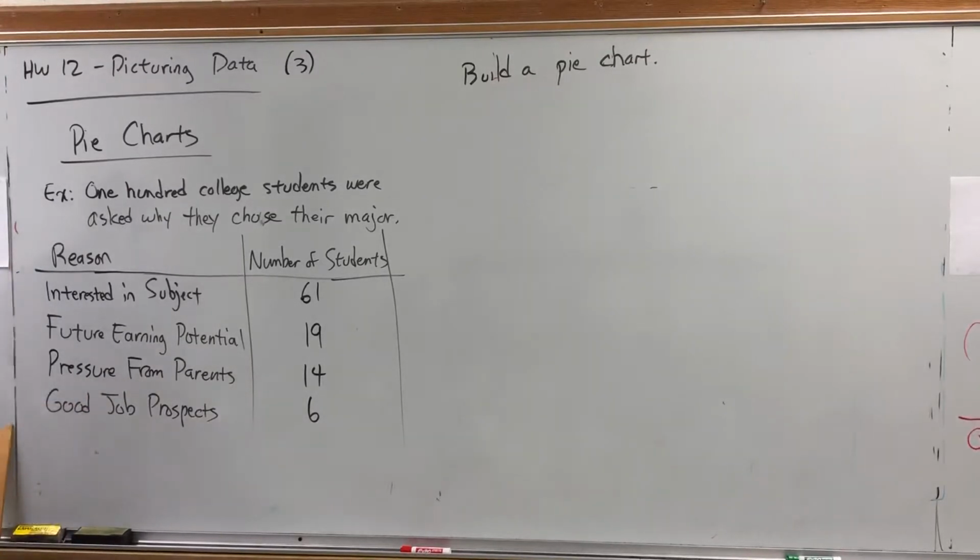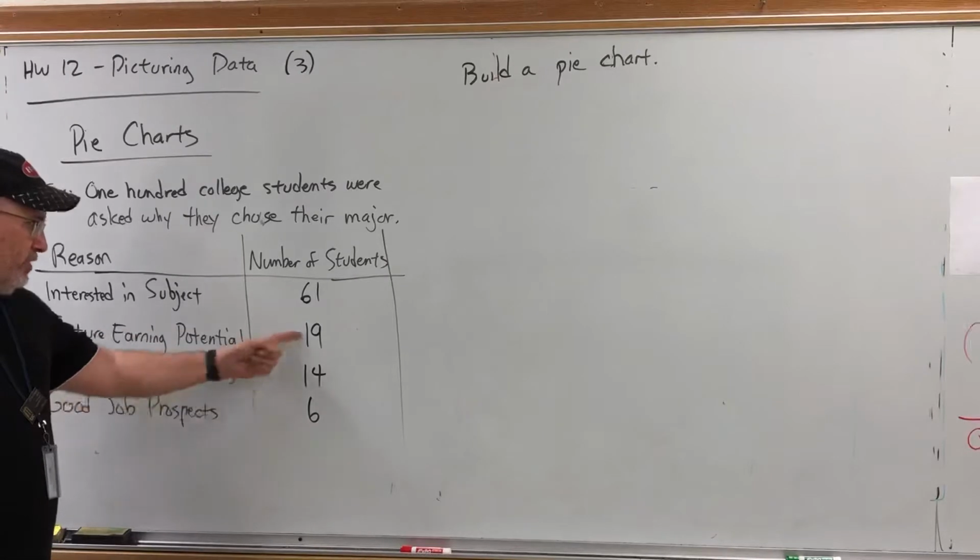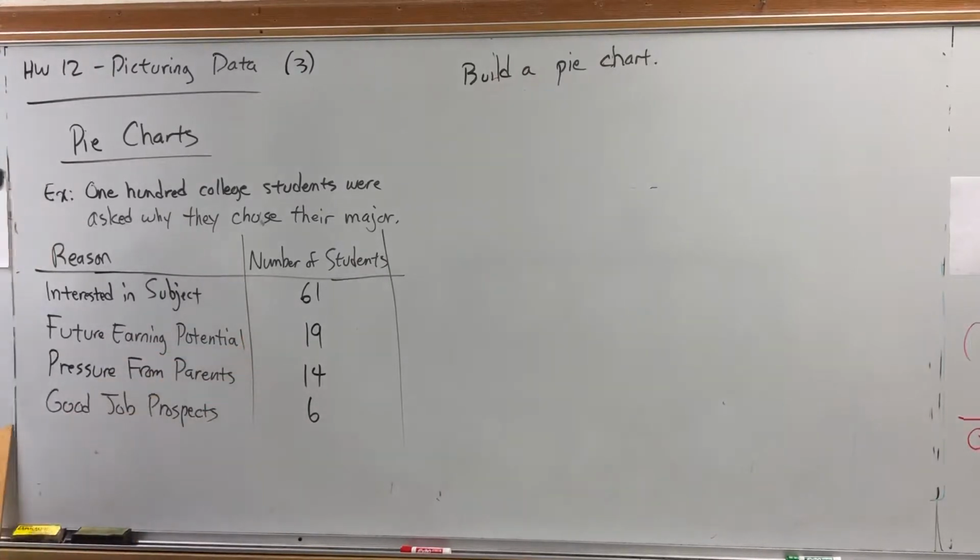And the 4 reasons we have to choose from are interested in the subject, future earning potentials, pressure from parents, good job prospects, and the frequency of each one, 61, 19, 14, and 6. And it's real straightforward, build a pie chart.